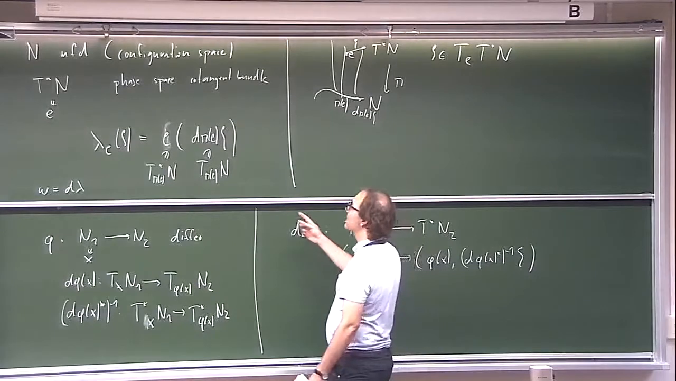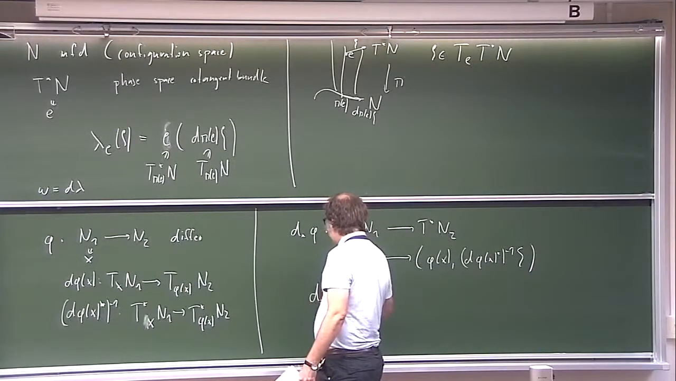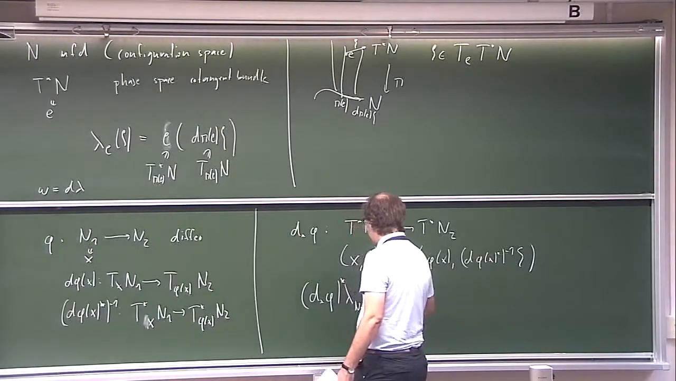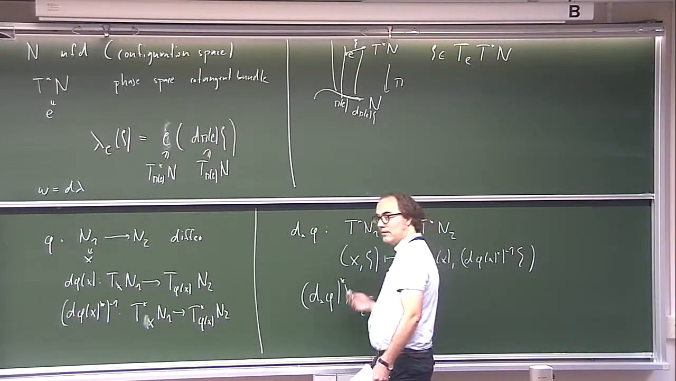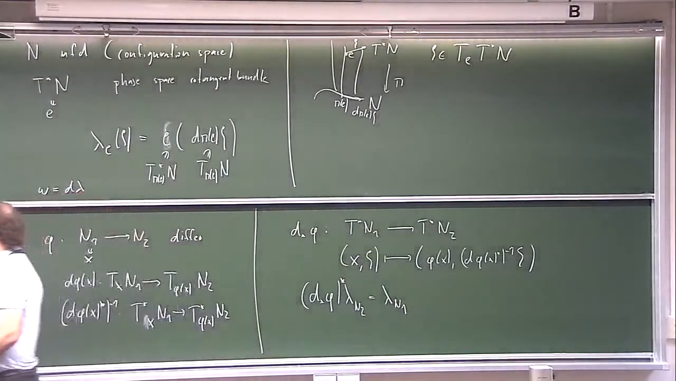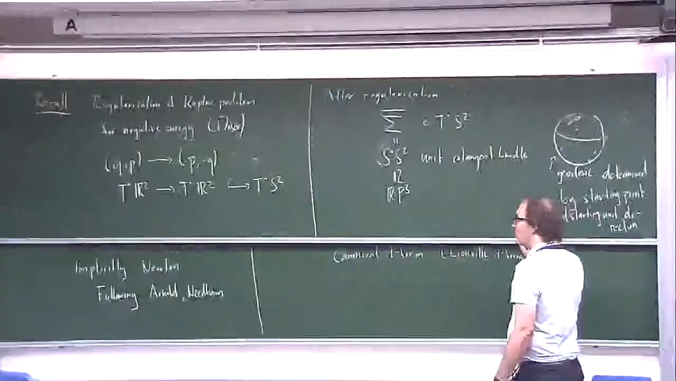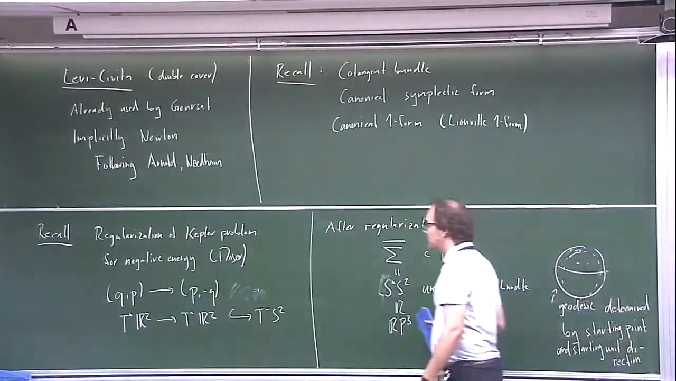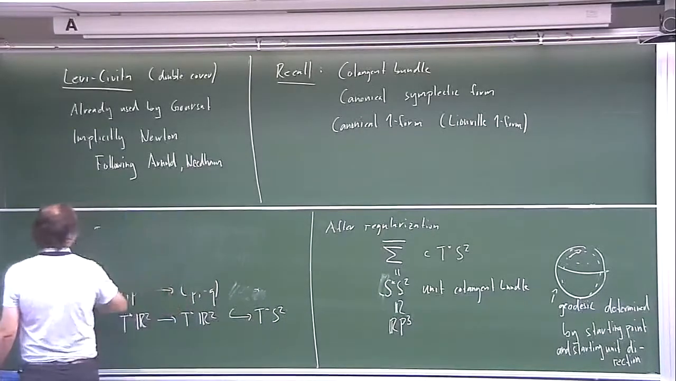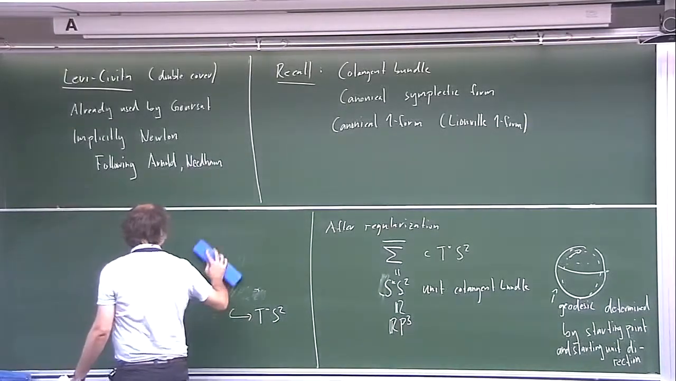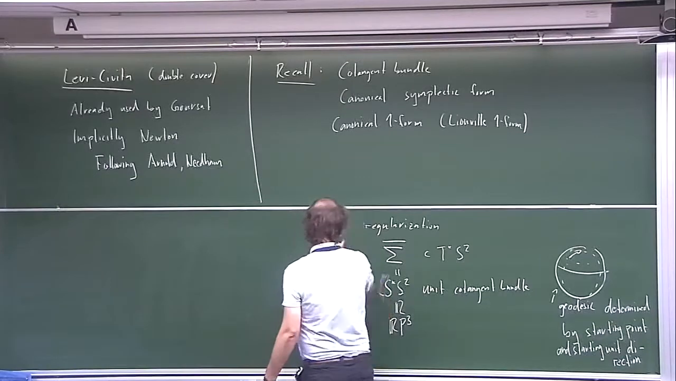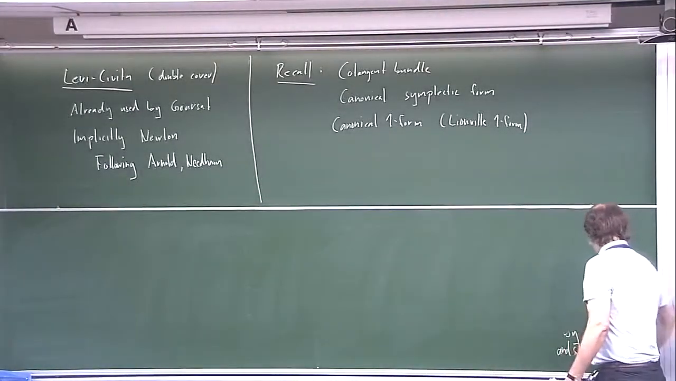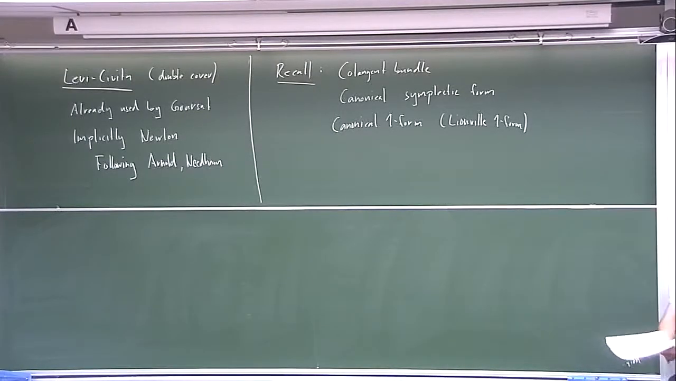This is actually an exact symplectomorphism. So the pullback of the Liouville one form is just the Liouville one form. So everything is natural. We should look at this kind of maps, so that they will automatically preserve the symplectic form.